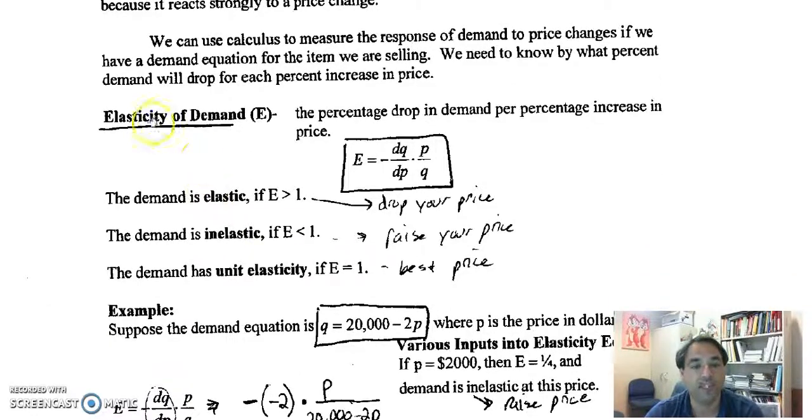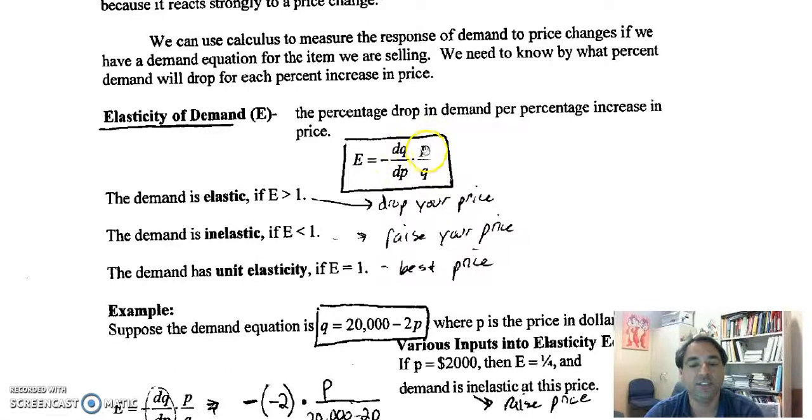So the formula for elasticity of demand is the percent drop in demand per percentage increase in price. So the way we look at that in a formula is to find elasticity. The formula starts with negative, the derivative of demand with respect to price, times P for price over the demand.